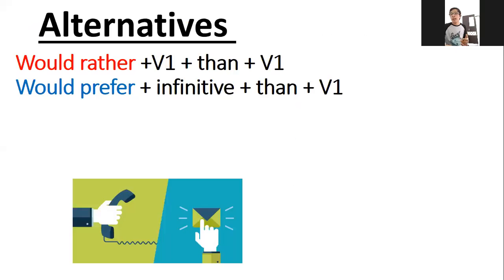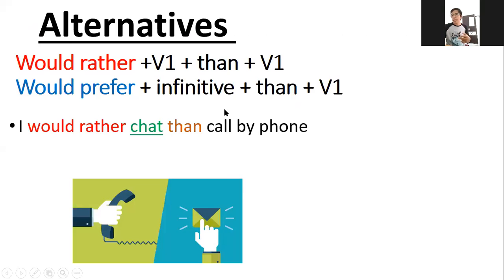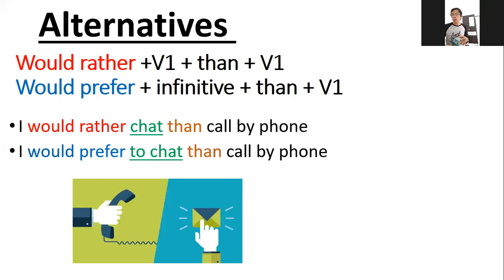As an alternative, we may also use this expression with would rather or would prefer. Would rather plus verb 1, then verb 1. Remember, every time you use prefer, you have to use the infinitive, to plus verb 1. For example: I would rather chat than call by phone, or I would prefer to chat than call by phone. The meaning is the same.